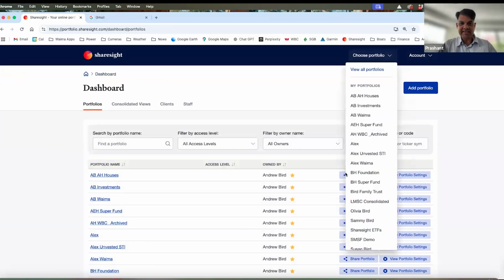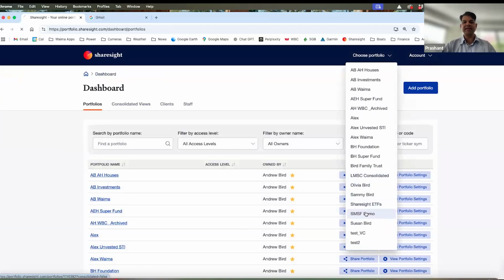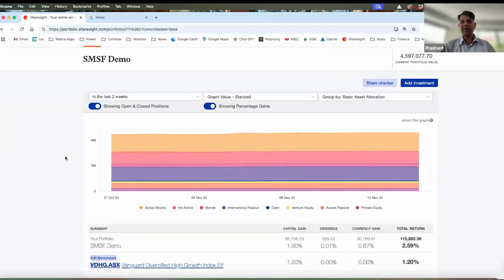Another anonymous attendee has asked, can you also track crypto in Sharesight? The answer is yes. We do allow you to track.